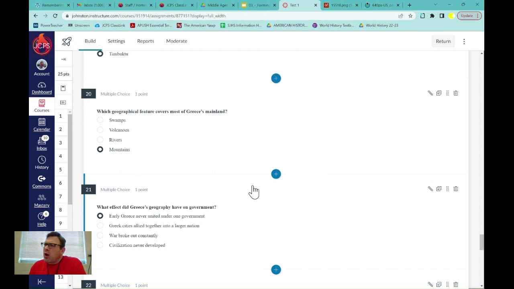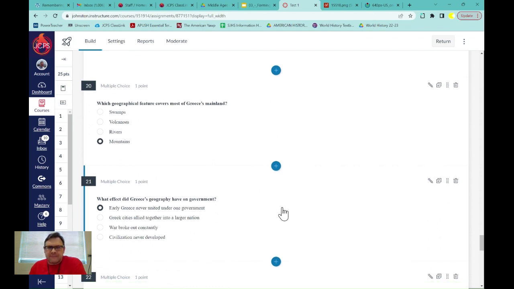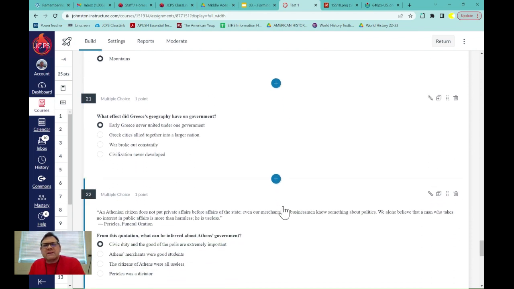Which geographic feature covers most of Greece's mainland? That would be mountains, although not really high mountains, but mountains enough. What effect did Greece's geography have on government? Early Greece never united under one government. They didn't really have to.